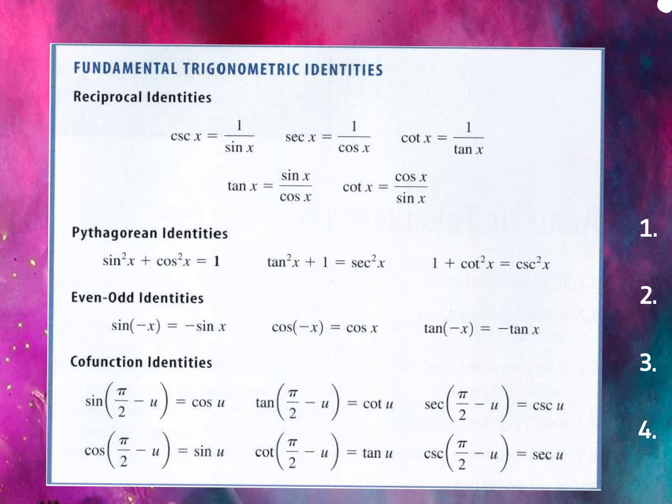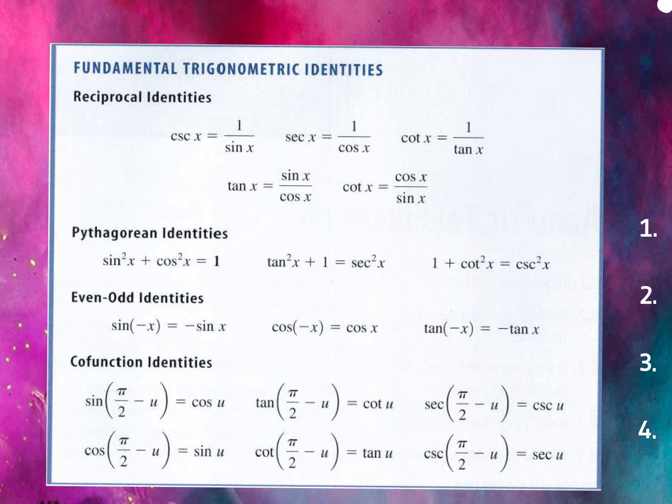Your Pythagorean identities: sine squared plus cosine squared equals 1, tan squared plus 1 equals secant squared, 1 plus cotangent squared equals cosecant squared. Your even-odd identities, which is where you want to look for the negative. So if you see a negative on an angle, you want to go to your even-odd identities.